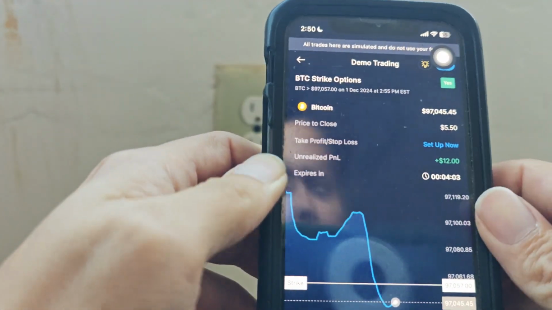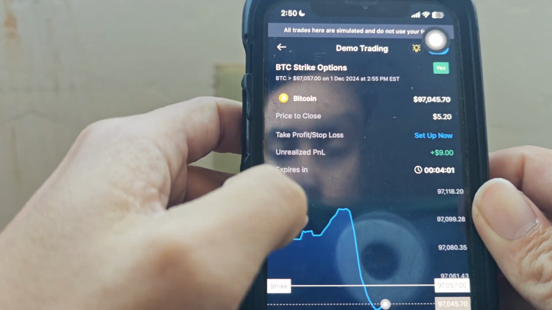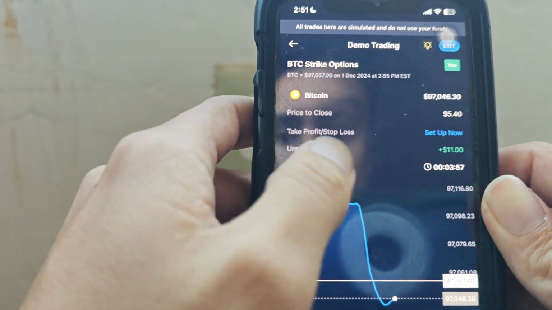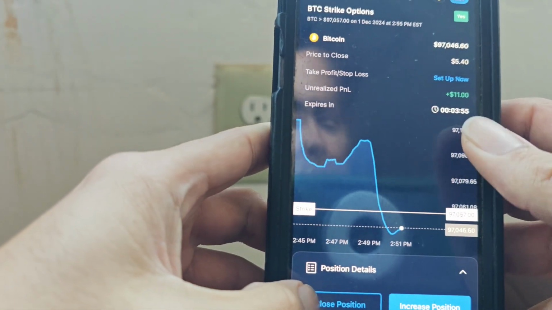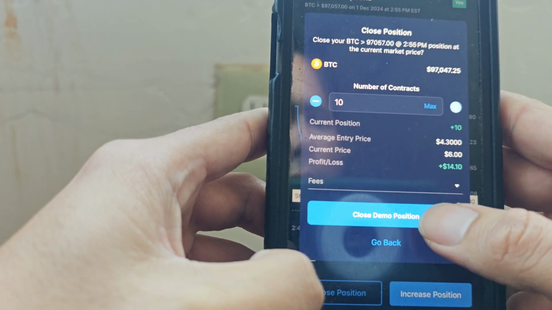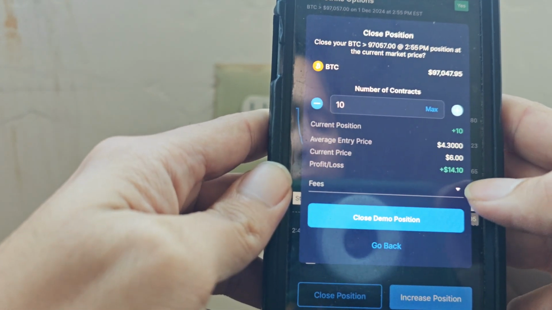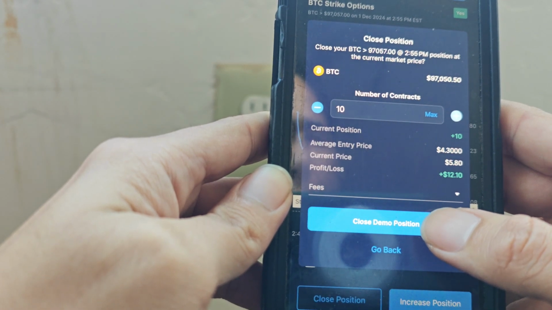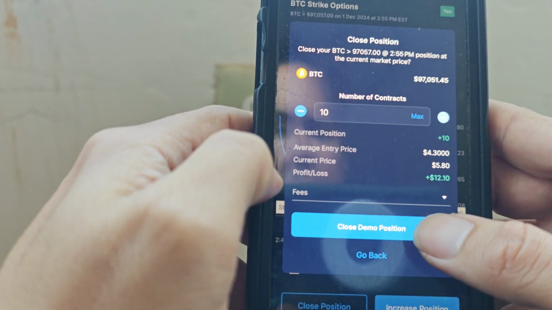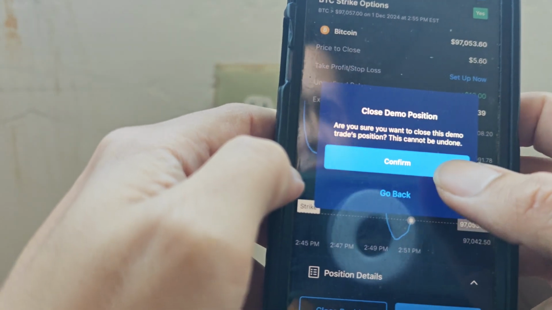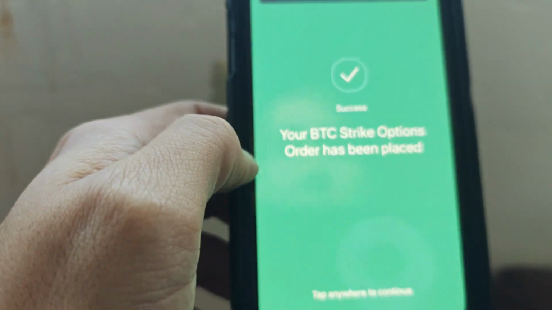Very simple to understand. Price to close, right? Take profit, set up now. You can even set up a take profit. Unrealized P&L, so, you know, up 11. So let's say I can close position, profit, close. You can close it right here and take profit if you want to, which is awesome, right? So, all right, you can stay like this, right? I'm gonna close the profit, close profit, boom, and then I'm up.